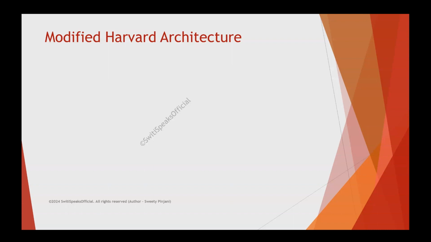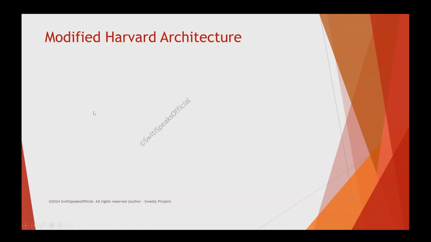In the previous lecture, we had learned about Von Neumann Architecture and Harvard Architecture. In case you missed those video lectures, I request you to kindly go through them first so that you will understand this modified Harvard architecture in a better way. I will share the link for the Von Neumann architecture and Harvard architecture in the description. Let's get started.